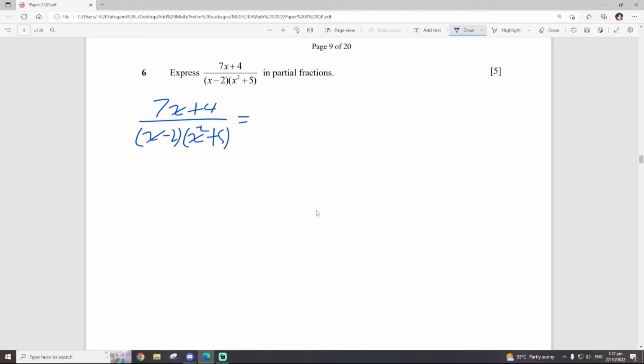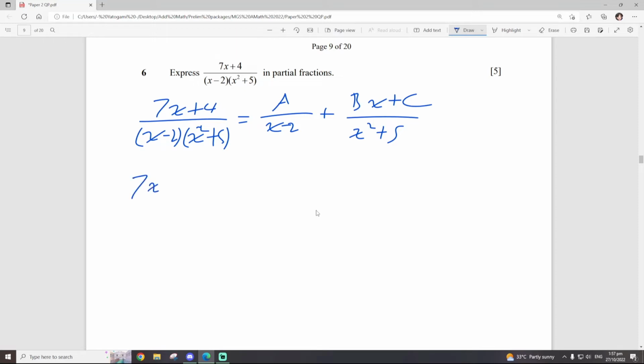But when you have this case, you will get a linear term divided by x minus 2, and then add bx plus c, divided by x squared plus 5. And I'm going to multiply everything. Unfortunately, this is not a linear denominator case, so we cannot use the cover-up rule. We need to solve it the good old-fashioned way.